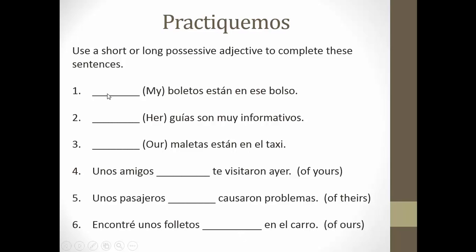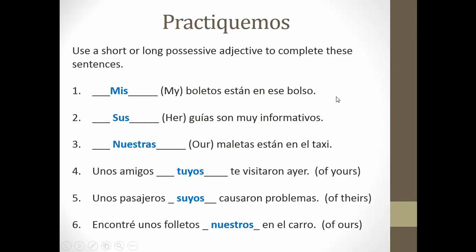Okay, we'll do number 1 together, and I'd like you to pause me and work through these. So, my tickets are in that bag. To say my, you've either got mi or mis. Tickets is plural, so you need mis. Mis boletos están en ese bolso. Please pause me and work on numbers 2 through 6.